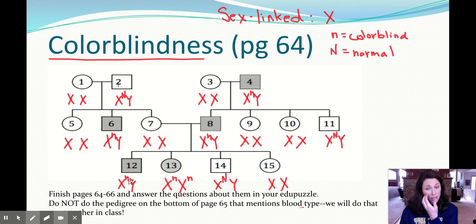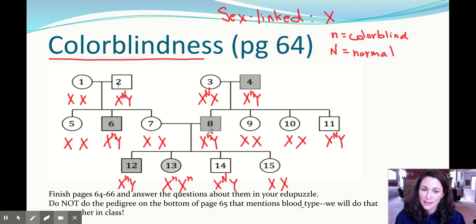The next thing we do is we fill in our females. Now, this takes a little bit of thought, so I want you to think this through. We're going to start with individual number 3. We know this woman is not colorblind, so she must be X(N). And now we're going to look at her offspring. I want you to notice that individual number 8 has the disorder.